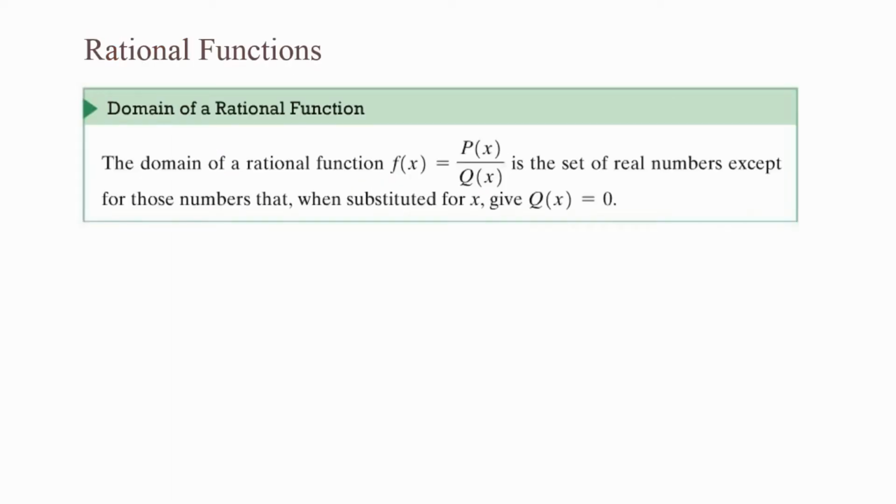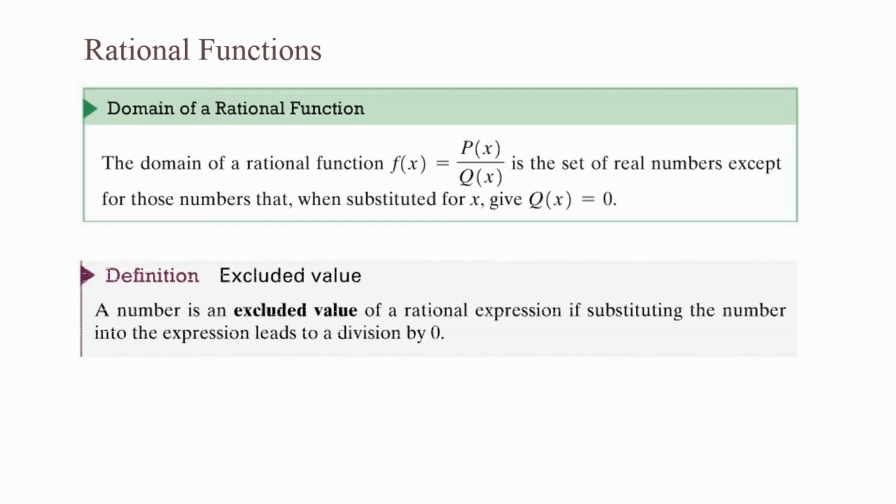Rational functions. Domain of a rational function. The domain of a rational function, f of x equals p of x divided by q of x, is the set of real numbers except for those that, when substituted for x, give q of x equals 0. Excluded value. Definition. A number is an excluded value of a rational expression if substituting the number into the expression leads to a division by 0.